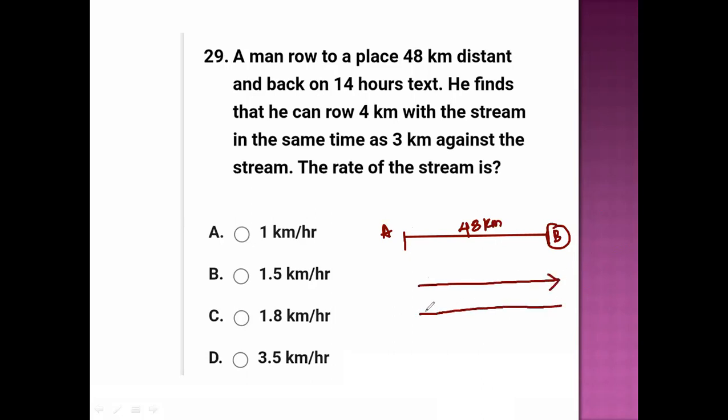And back, the total time from here to here and here to here, how much has he taken? 14 hours. This is the total time. I'm circling here. You can see that from here to here and back, he takes 14 hours.